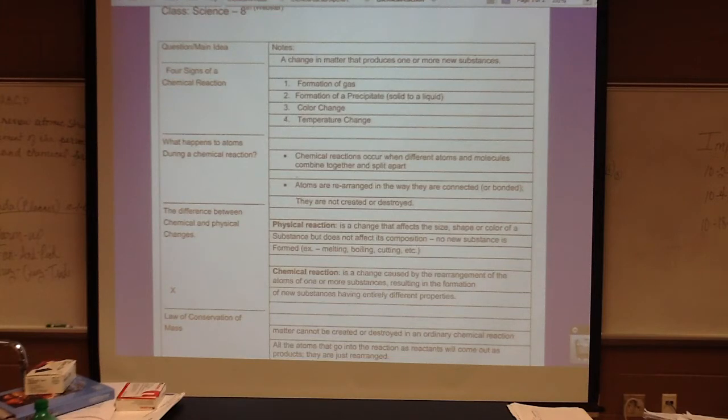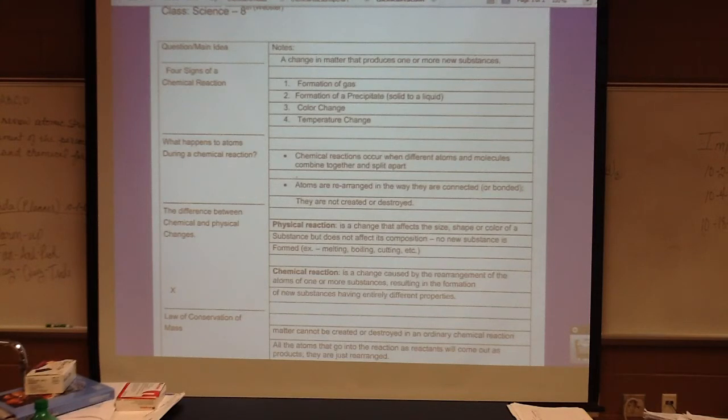Chemical reactions occur when different atoms and molecules combine together and split apart. Atoms are rearranged in the way they are connected or bonded. They are not created or destroyed, and we'll talk about what that means in a minute. There is a difference between a chemical reaction and a physical reaction. In a physical reaction, the change affects the size, shape, or color of a substance, but does not affect its composition, so no new substance is formed.